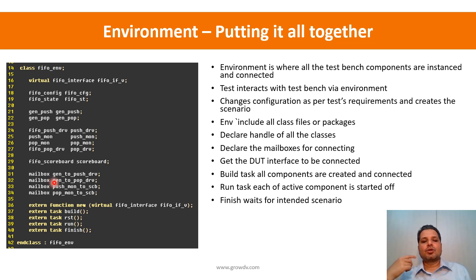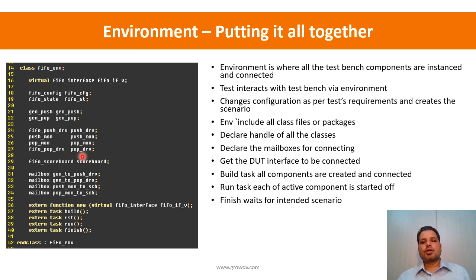So we are declaring those mailboxes that we are going to use for the connection, and then we have the constructor which will receive the FIFO interface on which it needs to operate, and then we have a set of functions which are tasks, wherein we build, reset, run and finish, right? So we have these 4 tasks, and in the build, we create through the new, right? New is our constructor. New is the function through which we create the object for a class handle.